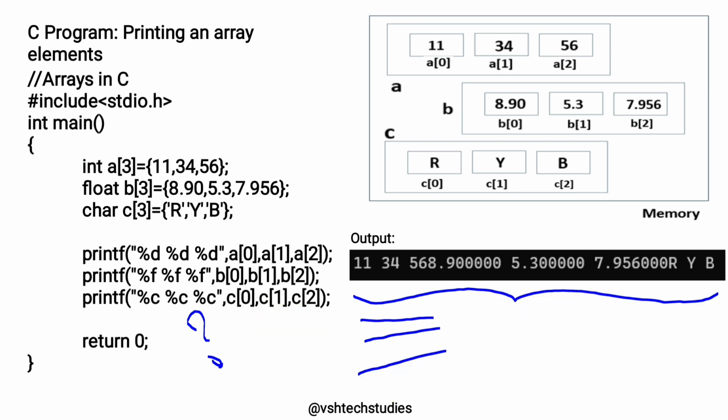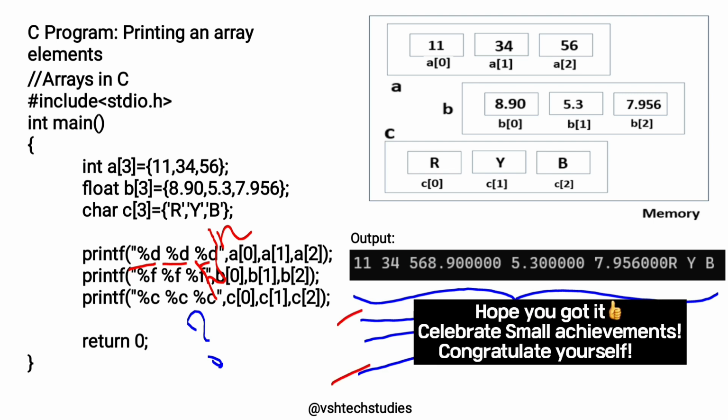So the answer is, after printing these three elements of array A, before this double quote, we have to include the new line character. Similarly here also a new line character. So this will print array A, B and C elements in three different lines.